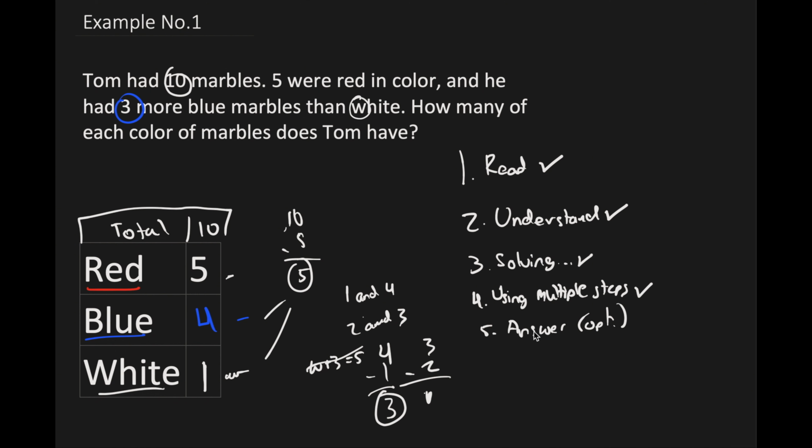Now, are we answering the question? Let's have a blank spot here to write. This is how you write. Since this is a kind of question where there are 3 answers, we can't just write 10 because that's not part of the problem. We have to write red is 5, blue is 4, white is 1. So we actually wrote down the answer right there. It looks like we did the 5th step while solving.